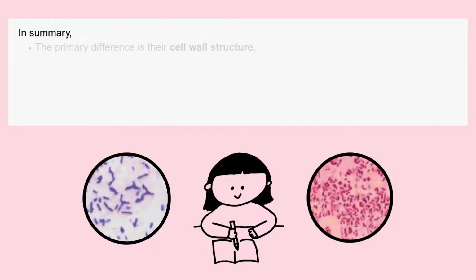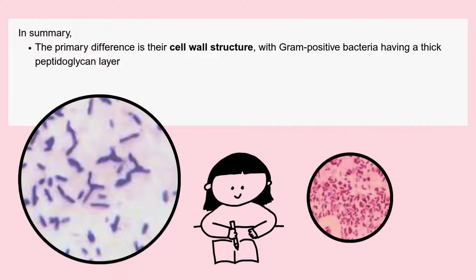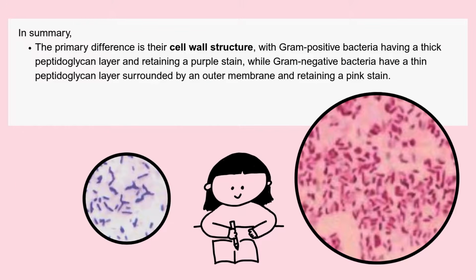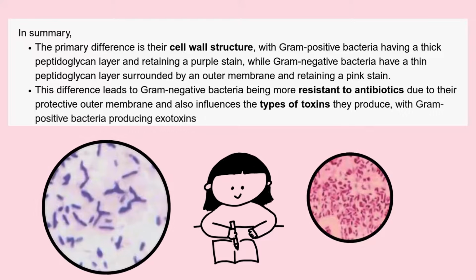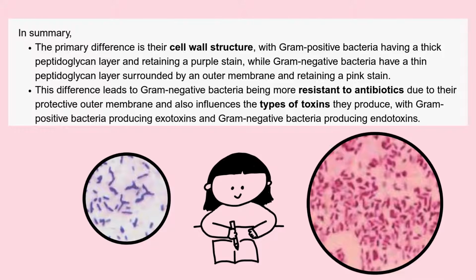In summary, the primary difference is their cell wall structure, with gram-positive bacteria having a thick peptidoglycan layer and retaining a purple stain, while gram-negative bacteria have a thin peptidoglycan layer surrounded by an outer membrane and retaining a pink stain. This difference leads to gram-negative bacteria being more resistant to antibiotics due to their protective outer membrane, and also influences the types of toxins they produce, with gram-positive bacteria producing exotoxins and gram-negative bacteria producing endotoxins.